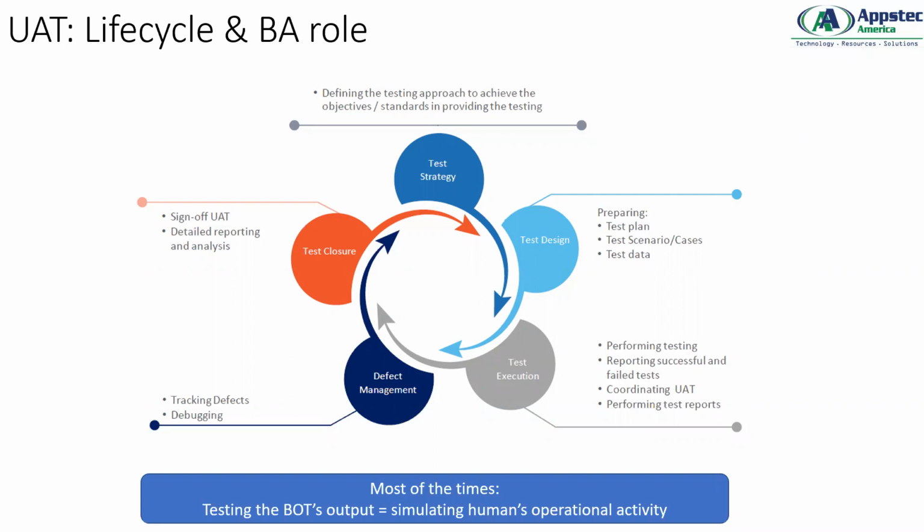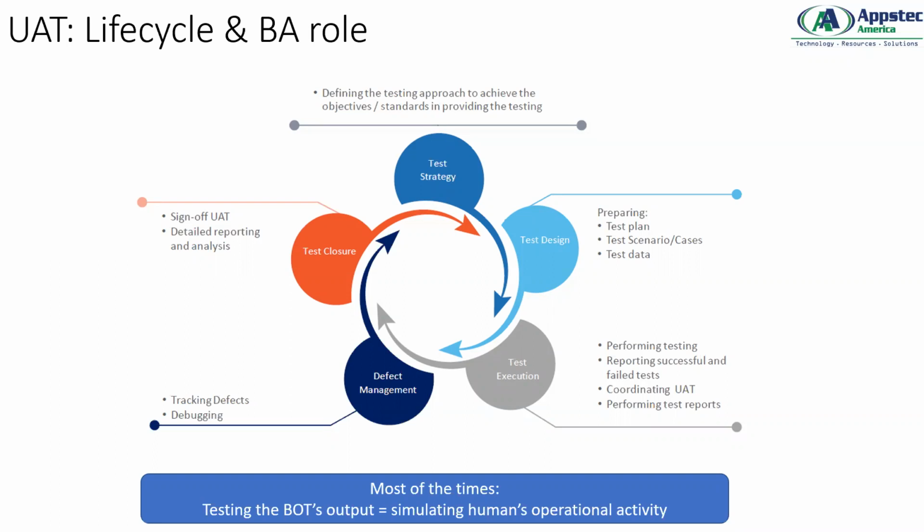Okay. Next comes defect management. I think I've already explained it. Defect management is where you track the defects and report those defects to the developer, and it goes for debugging. The concept of debugging is nothing but rectifying or fixing the bugs or the errors that have come up during the testing. So that's what happens in your defect management. And then finally you come up with the test closure.